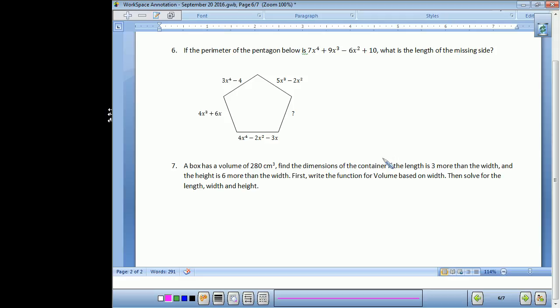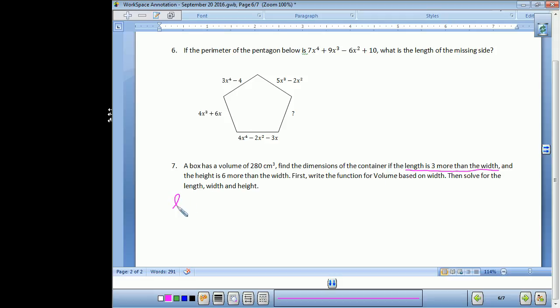Okay, so we're skipping around just so we can do all the calculator problems together. All right, number 7. A box has a volume of 280 cubic centimeters. Find the dimensions of the container if the length is 3 more than the width. The length is 3 more than the width.